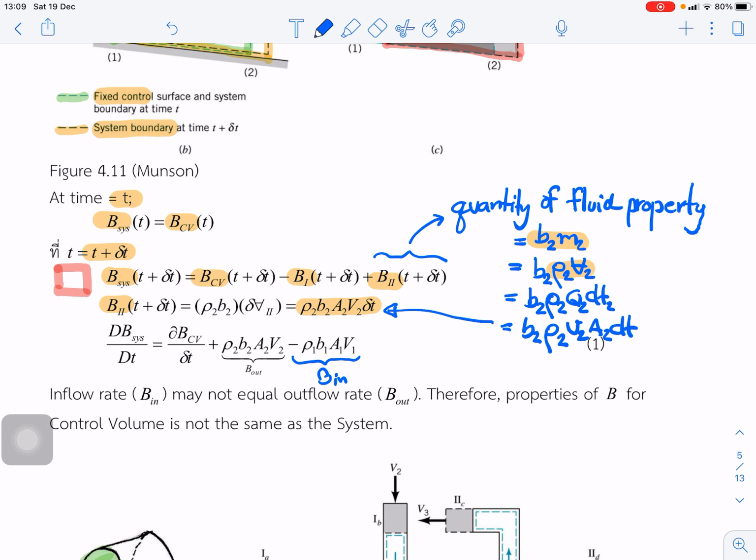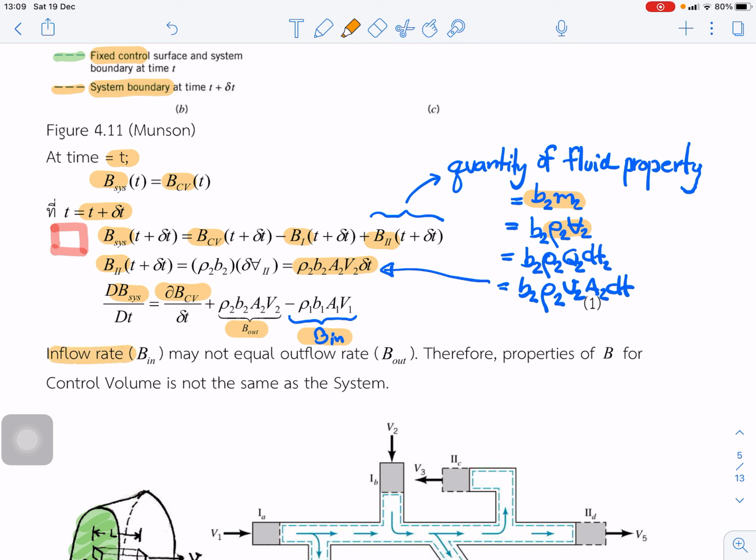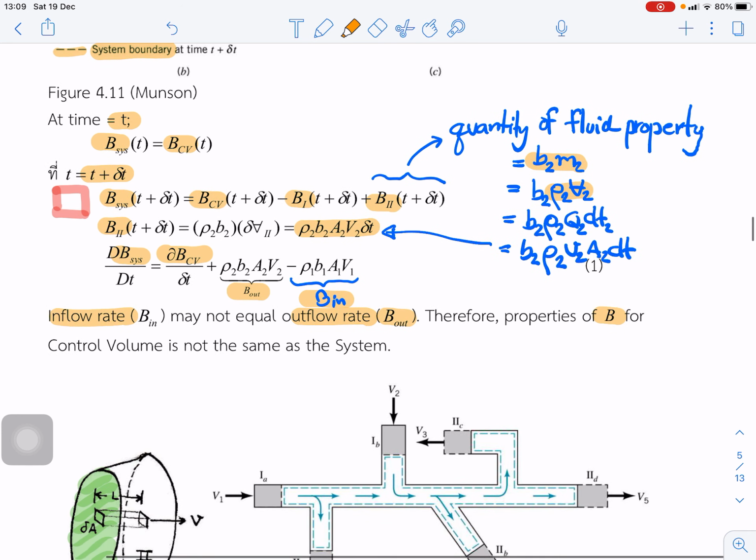And we can show that the rate of change of B system is equal to the rate of change of the fluid property in the control volume, plus the rate of change at the outward flow, minus the rate of change at the inward flow, B out and B in. The inflow rate may not be equal to the outflow rate. Therefore, the property B of the control volume is not the same as the system.